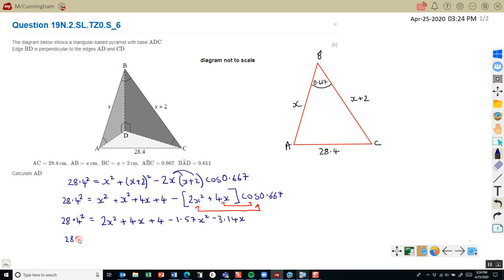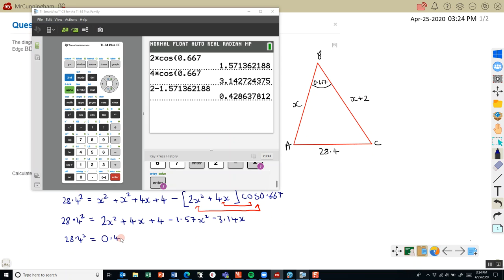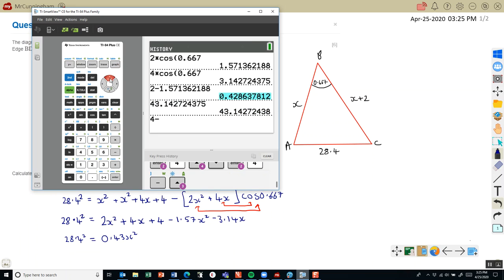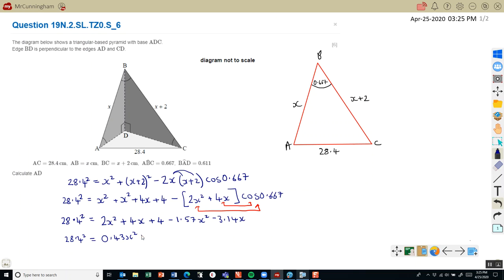I've got 28.4 here squared minus, now I've got 2x squared minus 1.57x squared. So I'm going to do 2 minus all of this answer. I'm going to use the whole thing. So 0.43x squared. Then 4x, and I'm subtracting 3.14x. So 4 subtract 3.14 is 0.857x. And then I've got my plus 4.